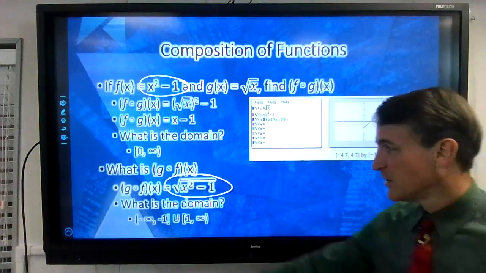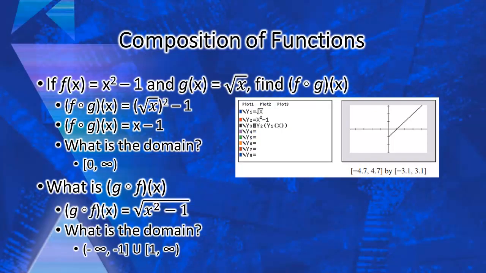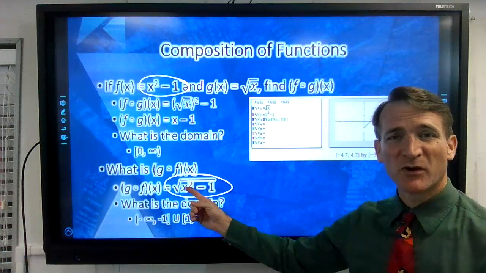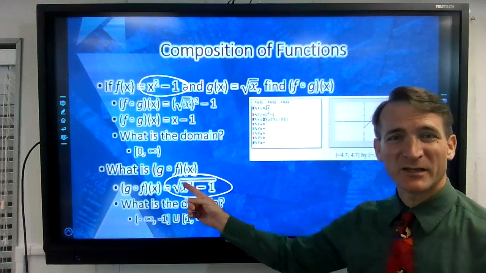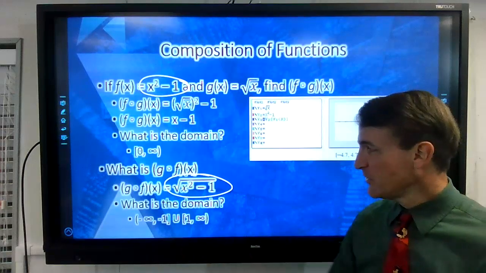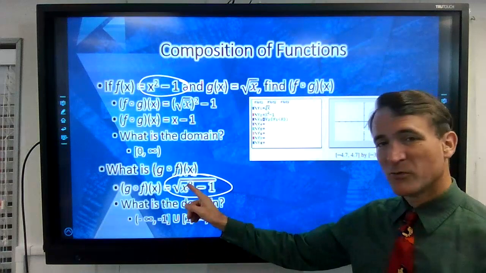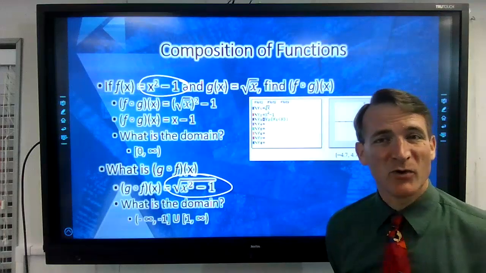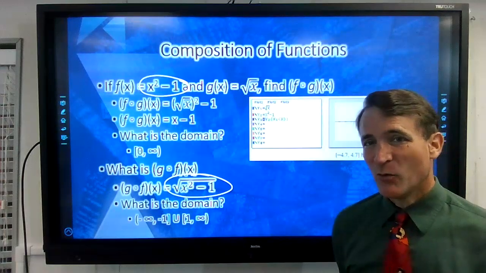In this case, it goes from negative infinity all the way to negative 1. So I can use very large negative numbers, even a negative 2. Negative 2 squared is 4. 4 minus 1 is 3. I could take the square root of 3. However, I cannot use something like 0, because 0 squared would be 0. 0 minus 1 is a negative 1. I'd be taking the square root of a negative number, and that will not work.